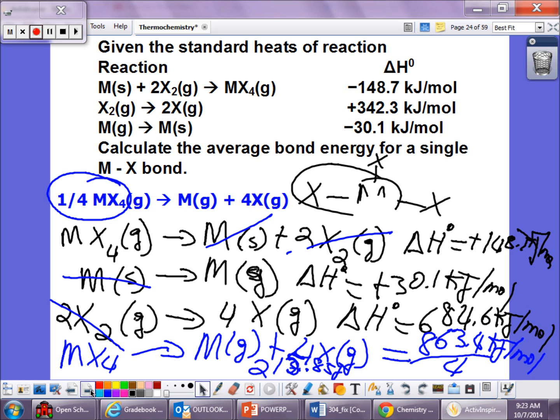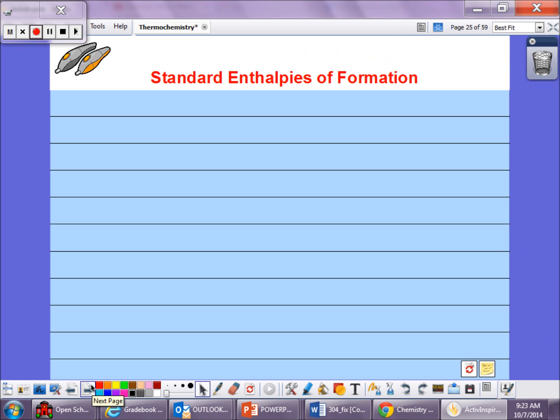Let's move on. Now, standard enthalpy of formation. If you check the back of your textbook, you will have a table for standard enthalpy of formation for different compounds. And of course, it's not a complete list. Alright, so let me tell you how to write the equation for the formation of a compound.